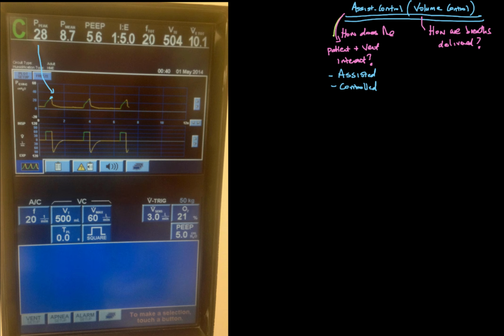If the patient was to start triggering extra breaths on top of the 20 that we're giving him, this number would go up. So this number might be 24 and this might be 20. So then you could see that the patient's taken 4 extra breaths. This is expired tidal volume.